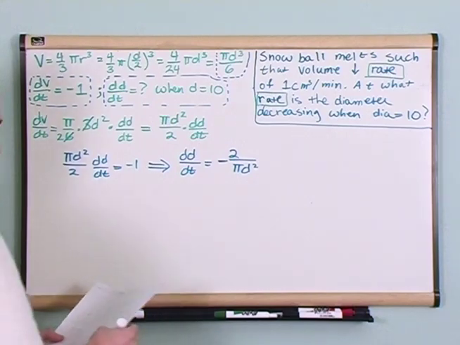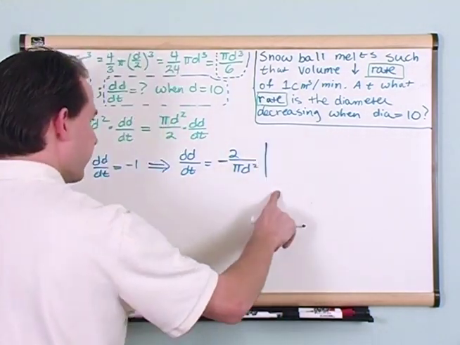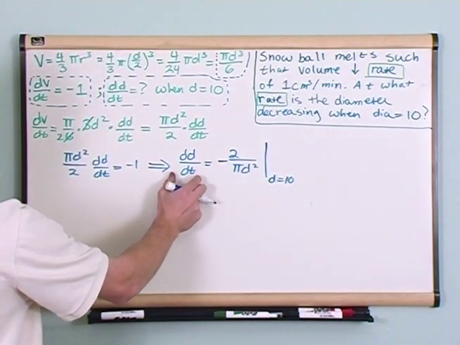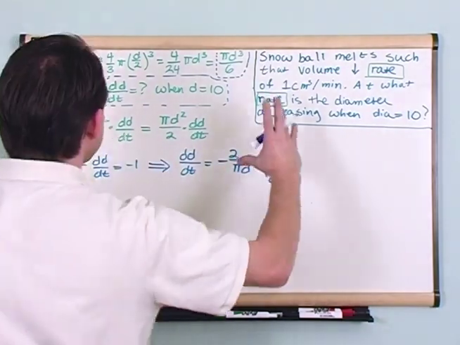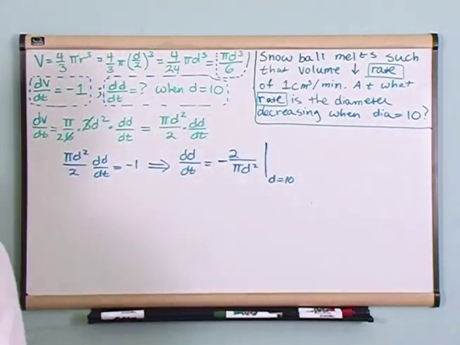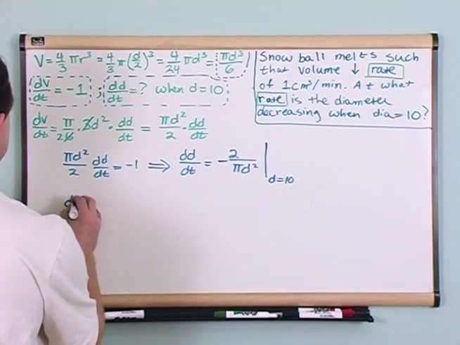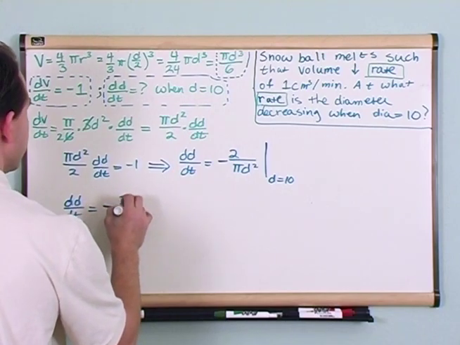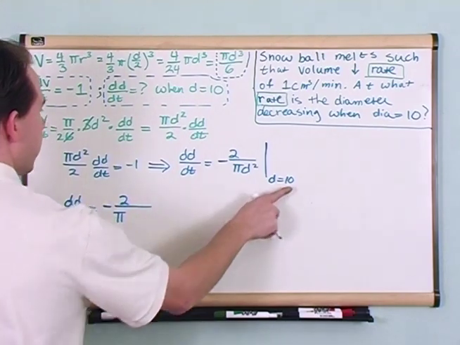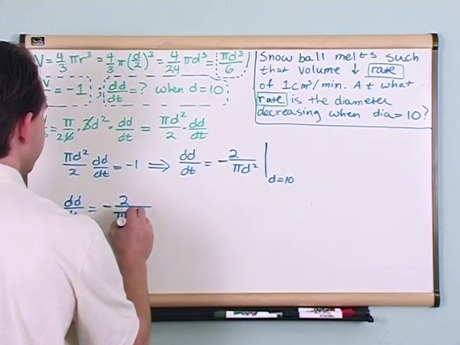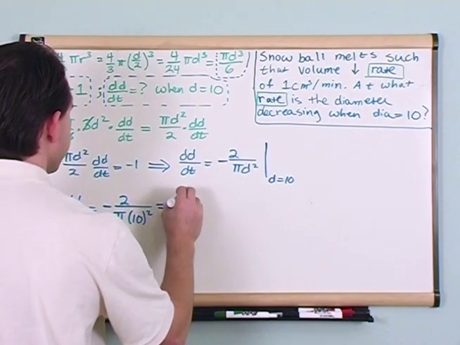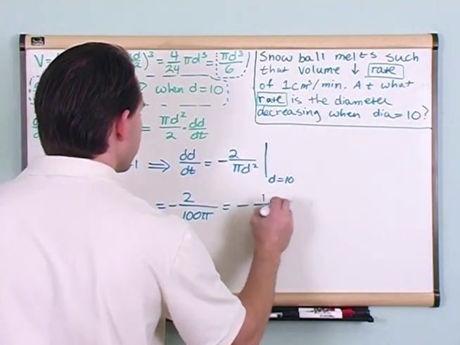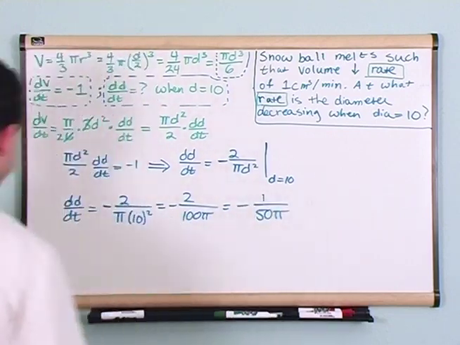So all we really need to do at this point is evaluate this, and this is what this vertical bar means, at d is equal to 10. This is the formula for the rate of change of the diameter shrinking as a function of the diameter itself. This is exactly what we need to find. So dd dt is equal to -2 over pi, and we're plugging 10 here, so we'll have 10 squared, so -2 over 100 pi, so -1 over 50 pi.